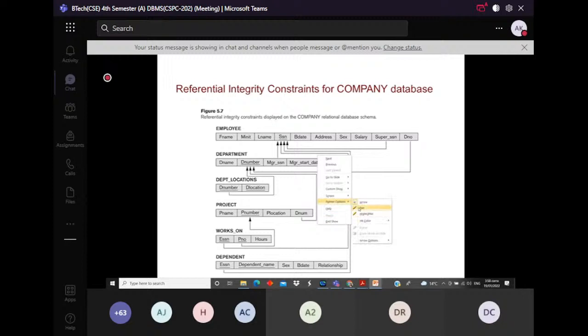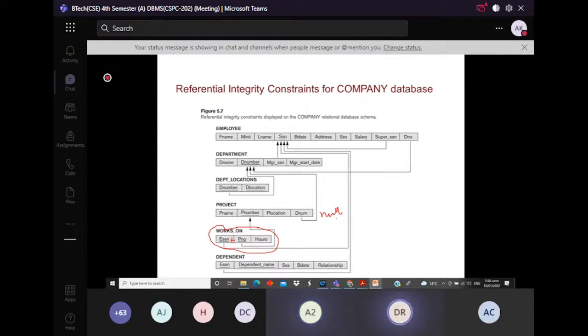जैसे अगर मैं पर्टिकुलर इस केस में कहूं वर्क्स ऑन रिलेशन में प्राइमरी की क्या है? अगर आप इसको पर्टिकुलरली नोट करो तो वर्क्स ऑन रिलेशन में प्राइमरी की क्या है, ESSN प्लस प्रोजेक्ट नंबर। तो अब क्योंकि जहां पे भी इन दोनों का कॉम्बिनेशन प्राइमरी की है ना, तो इसलिए ये नल नहीं हो सकती। बट अगर यहाँ पे ये प्राइमरी की का पार्ट नहीं होता, सिर्फ फॉरेन की का पार्ट होता, तो ये नल हो सकती थी, राइट? जैसे यहाँ पे है डिपार्टमेंट नंबर, अब ये जस्ट फॉरेन की है, प्राइमरी की का पार्ट नहीं है, तो यहाँ पे ये नल हो सकती है, राइट?